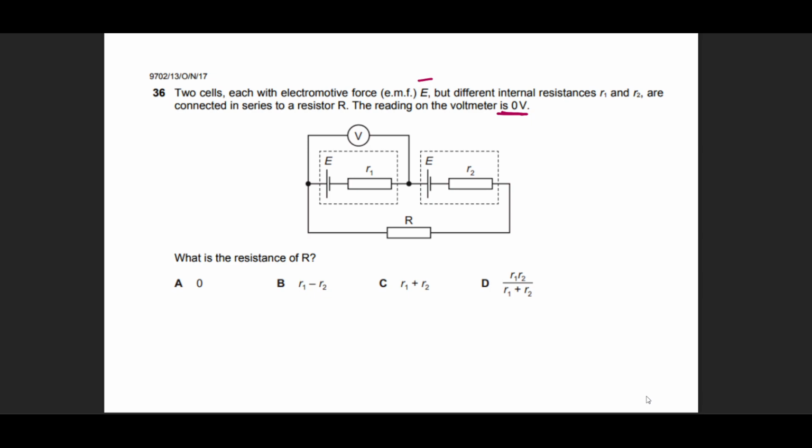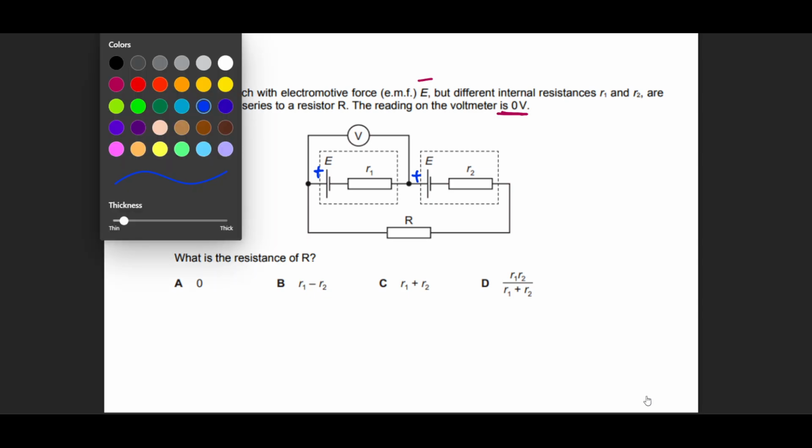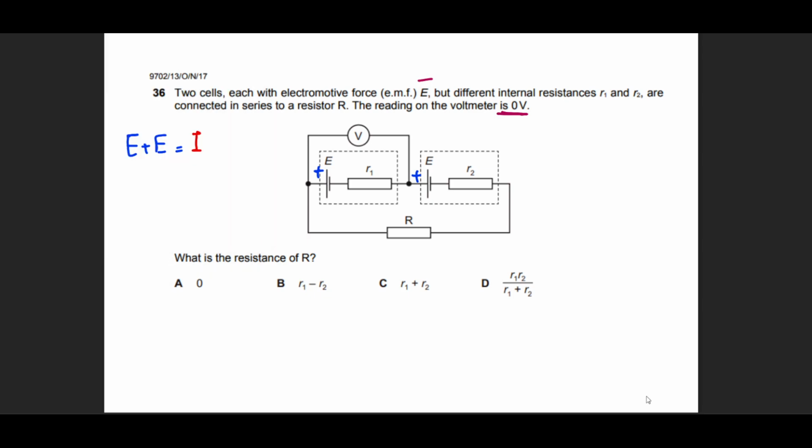Okay, so I can understand and I can see that both cells are connected in series. So both voltages will be added together. So according to Kirchhoff's law, this will be E plus E, both voltages are working together in a similar fashion, equals I into the total resistance, which is R plus R1 plus R2. Okay, and if I want to combine this together, this is going to look like this. 2E equals I into capital R plus R1 plus R2. This is the first equation.